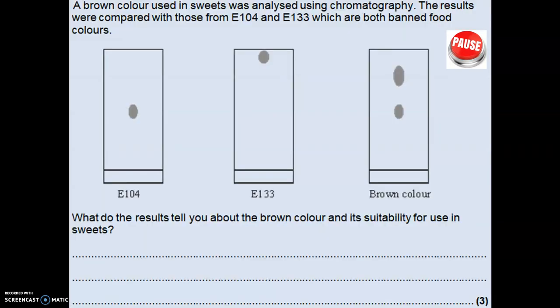Okay, so this is a common GCSE exam question. You are given 3 different samples and they're often not in the colours shown, often in grey or the same colour, grey or black, or sometimes white as well. So what do the results tell you about the brown colour and its suitability for use in sweets? If you're at school, please have a discussion about this in the class now. If at home, have a think.